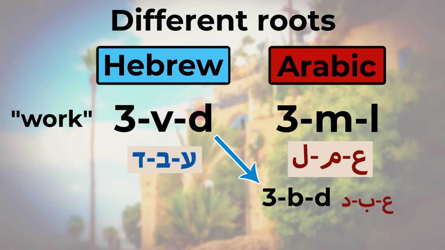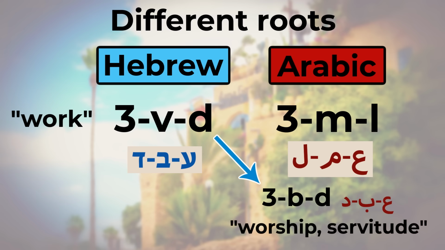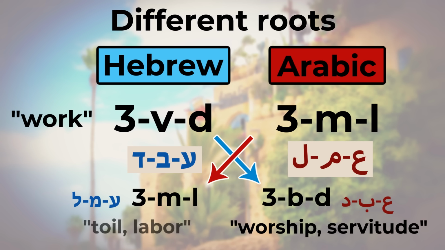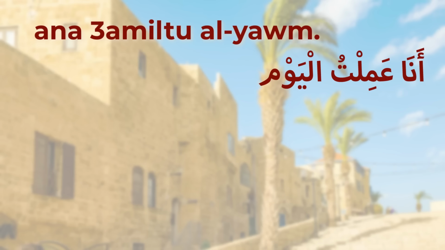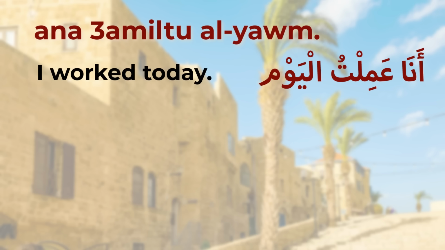Arabic has this root, ayn b d, but it means worship or servitude. And Hebrew has this root, ayn m l, but it means toil or labor, as opposed to simply meaning work. Let's see if Aiden recognizes the words in this Arabic sentence. أنا عملت اليوم, meaning I worked today.